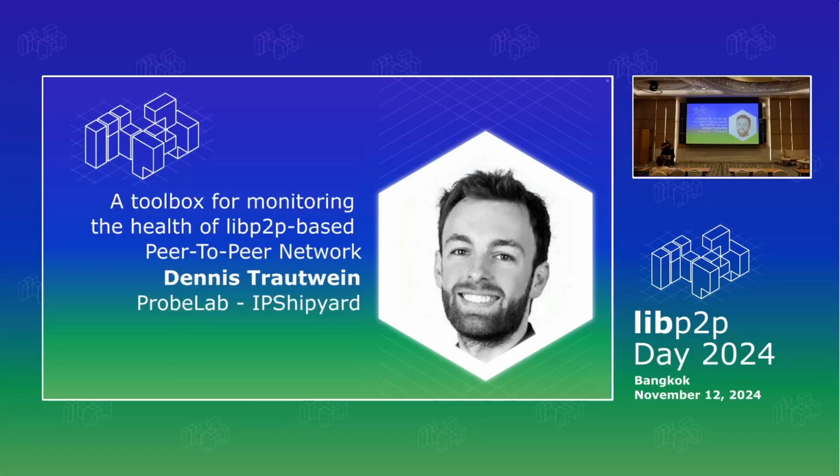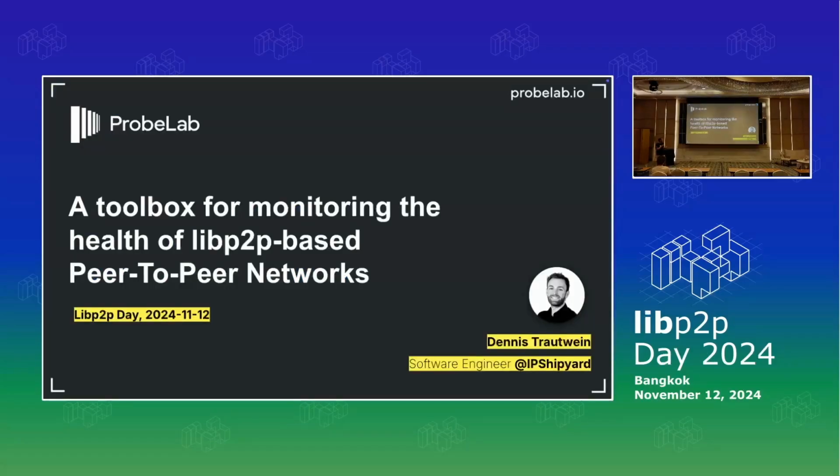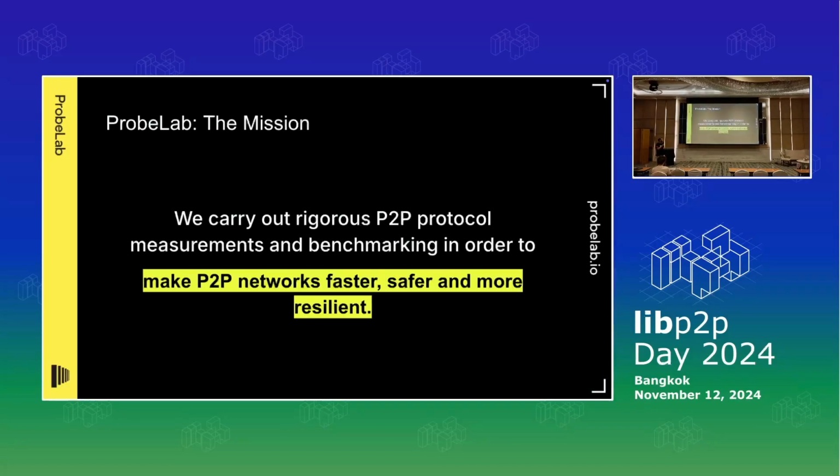IP Shipyard is the umbrella organization that partially maintains libp2p, but also IPFS, and has a lot of contributors, core contributors there. I'm here to talk to you about ProLab's core mission. We built quite a few tools for monitoring the health of libp2p-based peer-to-peer networks. If I wanted to summarize our mission in one sentence, it would be: we carry out rigorous P2P protocol measurements and benchmarking in order to make P2P networks faster, safer, and more resilient.